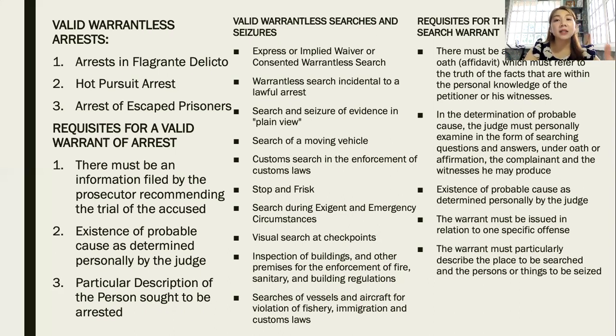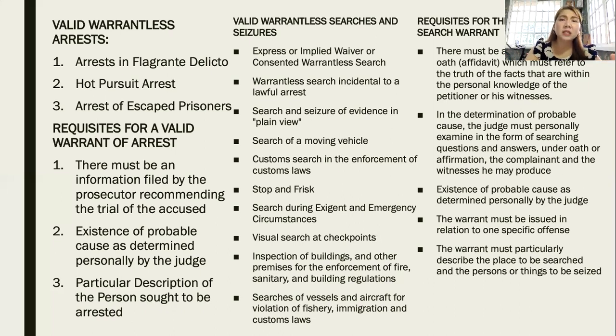When a person is validly arrested, he may be searched for weapons or anything which may be used as proof of the commission of the offense. This must be done on his person or in the immediate place of arrest. This is recognized under the rules of court and by prevailing jurisprudence.